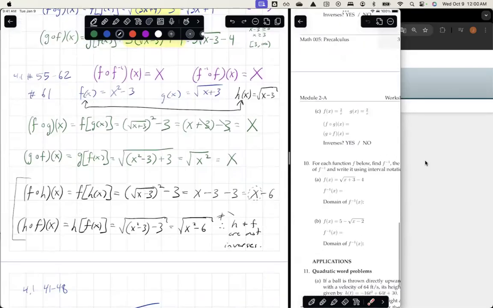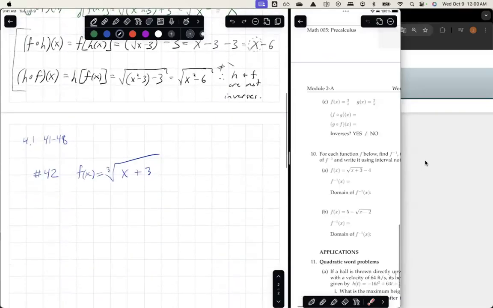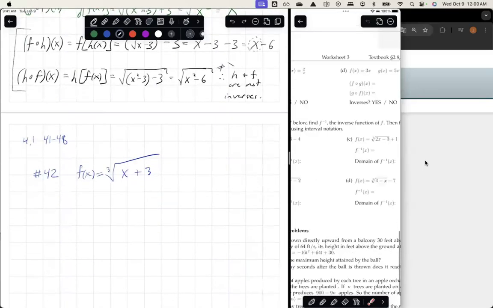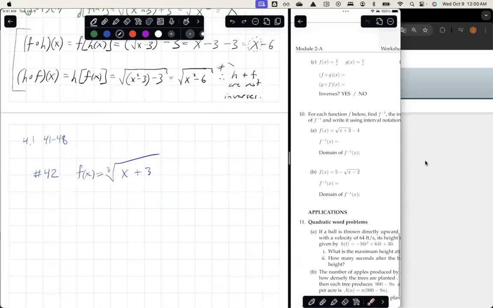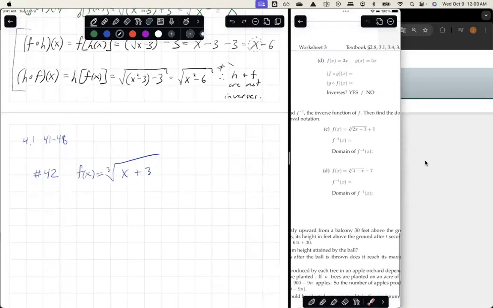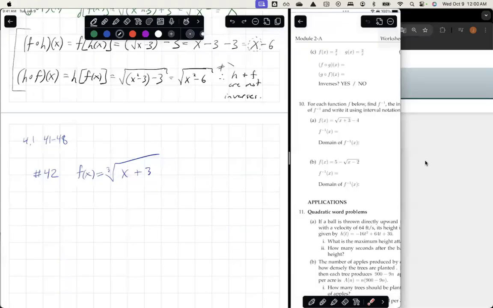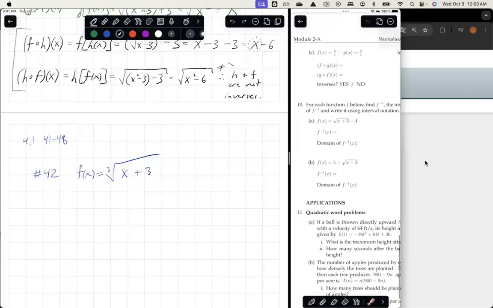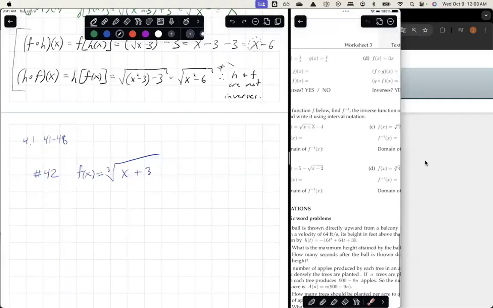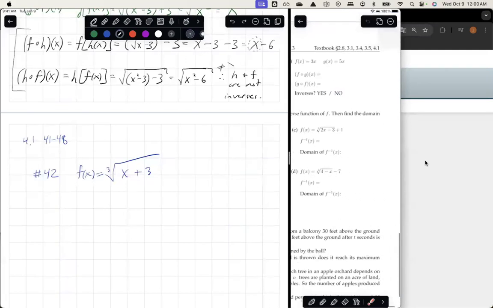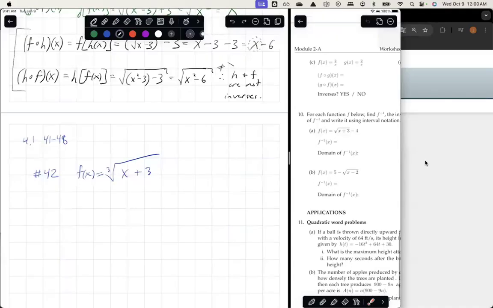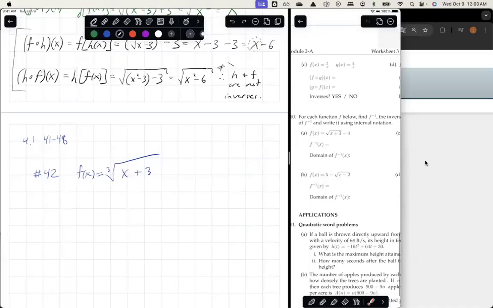All right. Well, suppose you're given a function. Now we're moving on to problem number 10 in our worksheet. And it says, for each function f below, find f inverse, the inverse function of f, then find the domain of f inverse and write it using interval notation.